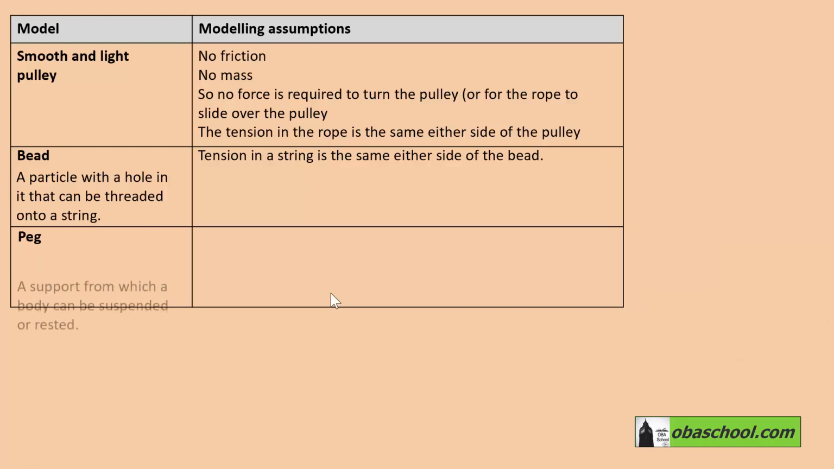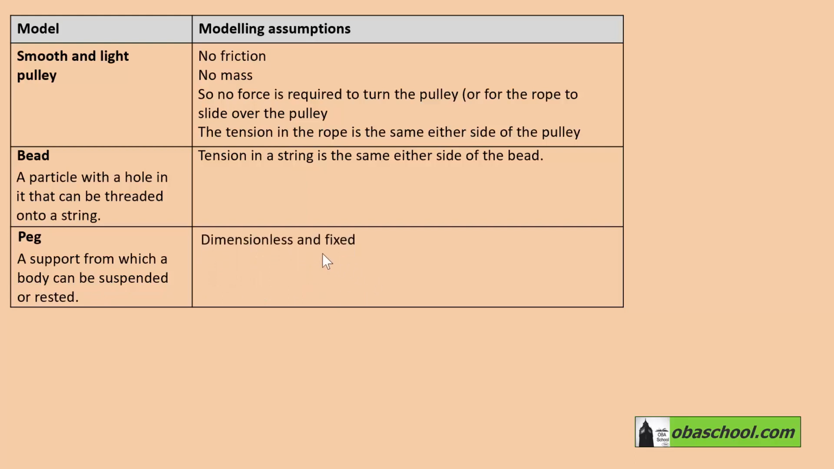A peg. A support from which a body can be suspended or rested. It's dimensionless and fixed, and they may be smooth or rough. So this is a peg here. We've got something like a ladder which is resting on horizontal ground and resting on this peg. There will be a normal reaction where the ladder makes contact with the peg. And there might be friction or not, depending on whether the peg is smooth or rough.